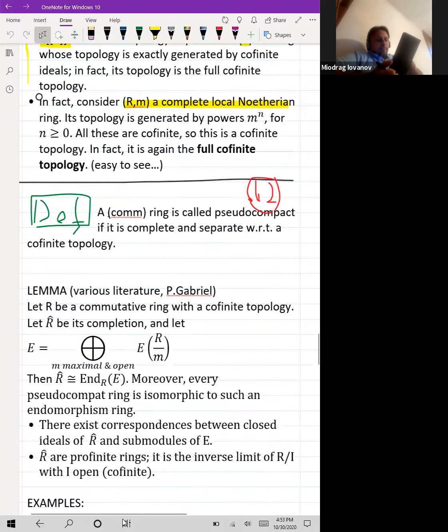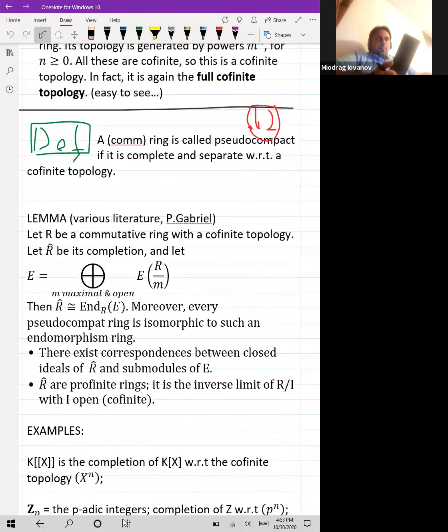So here's a definition. I want to define what it means for something to be complete with respect to this topology. I could just call this complete, but it actually has a name. A commutative ring is going to be called pseudo-compact if it's complete and separated with respect to a cofinite topology. And if you think about it, this is nothing else but saying I'm going to take a ring that's a profinite limit of Artinian commutative rings. Any profinite limit of Artinian commutative rings is going to be a ring of this sort.